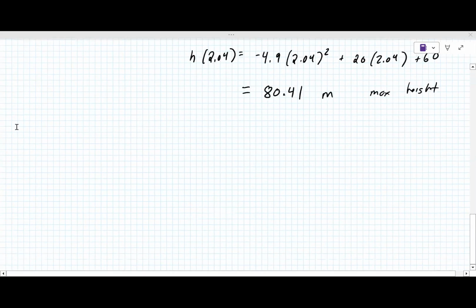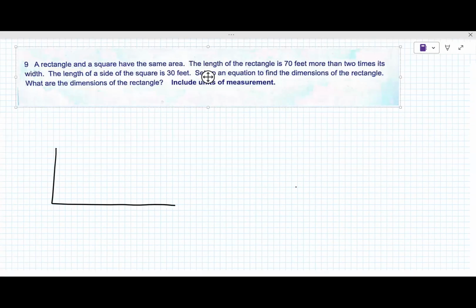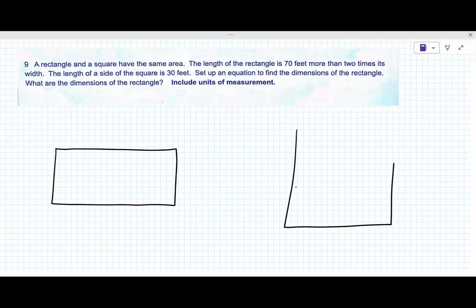Yeah, I'm ready. All right, number 9 here. A rectangle and a square have the same area. So here's a rectangle on the left and a square on the right. The length of the rectangle, the bottom, is 70 feet more than 2 times the width. So let's call the width x. 70 feet more than, what math operation is the word more? Adding. How about 2 times? That's multiplying. So 2x plus 70 is the length.